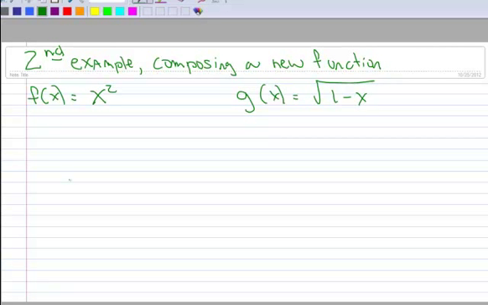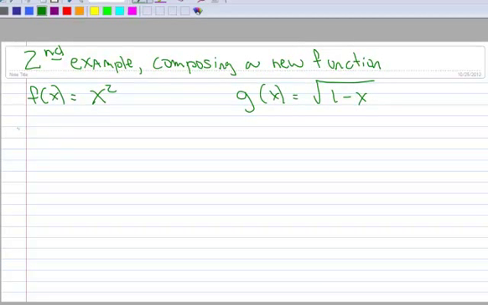All right, here's a second example and kind of a more interesting example of composing a new function. So f of x equals x squared, g of x equals the square root of 1 minus x. So let's first start by composing f with g. So that's going to look like f of g of x. So we start writing f of x, and whenever we come across an x, we put g of x in. It looks like that's the first thing that's going to happen.